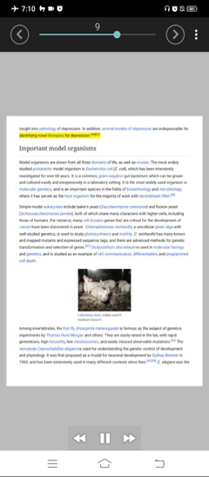Important model organisms. Model organisms are drawn from all 3 domains of life, as well as viruses. The most widely studied prokaryotic model organism is Escherichia coli, E. coli, which has been intensively investigated for over 60 years. It is a common, gram-negative gut bacterium which can be grown and cultured easily and inexpensively in a laboratory setting.